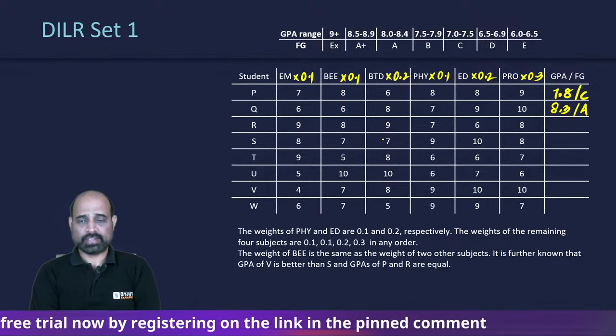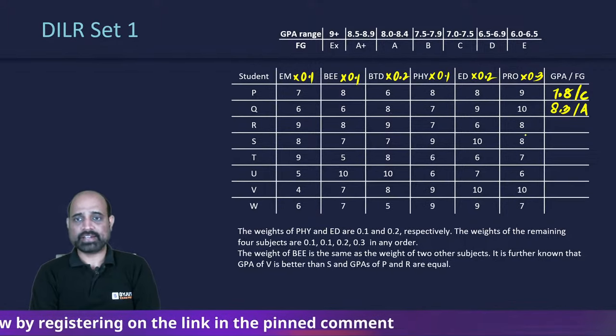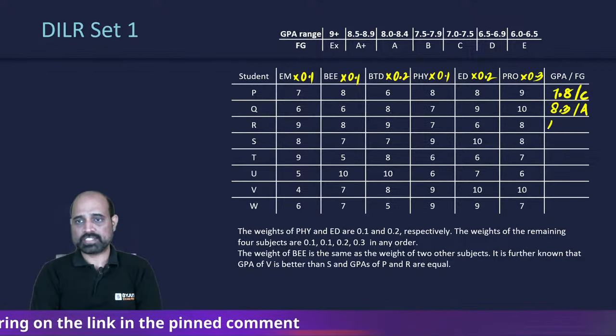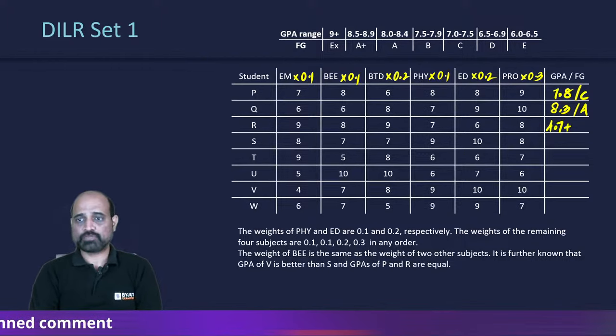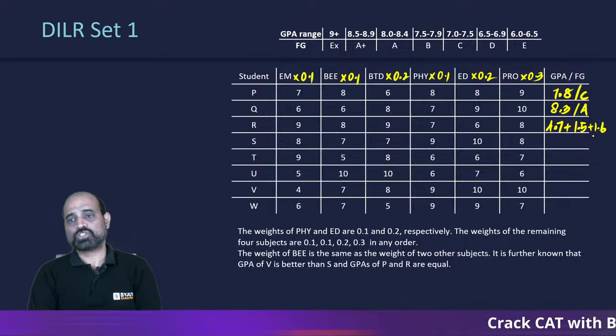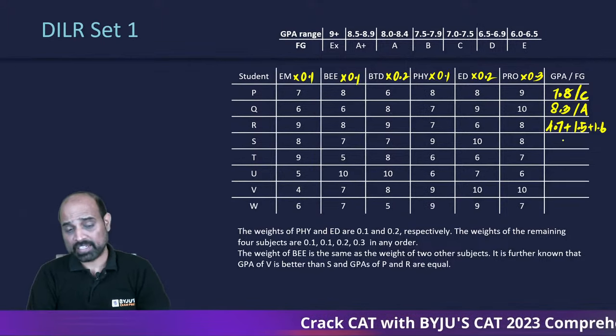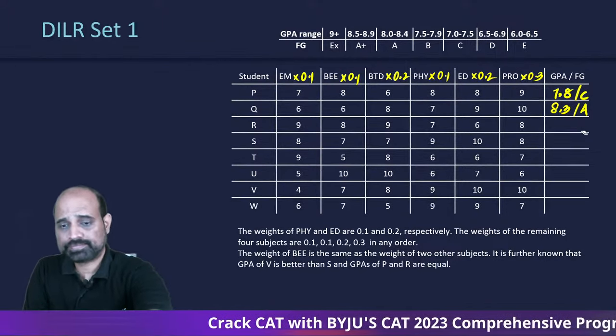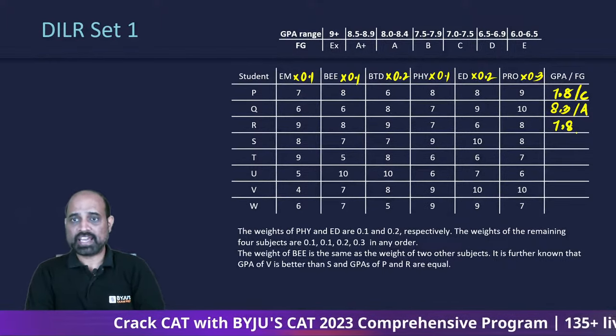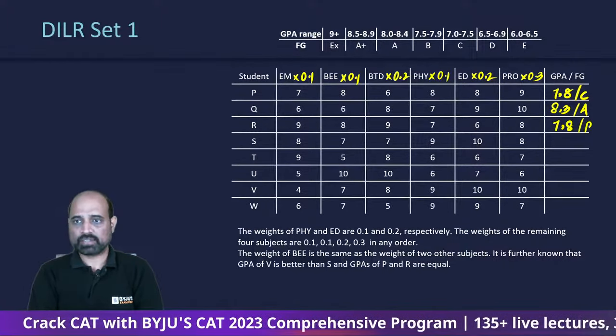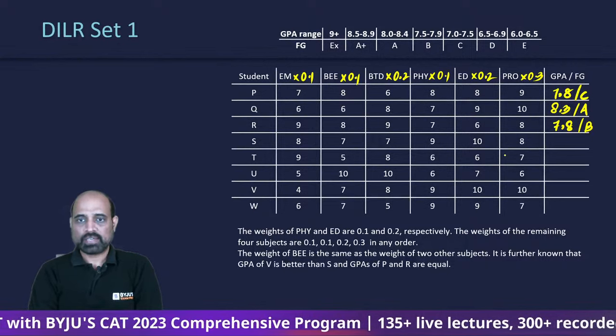For R, we will have 9, 8, 9 and 8 and 6, 40, 47. So 4.7 plus 9 plus 6 is 15 into 0.1 is 1.5 and 8 into 0.2 is 1.6. So 3.1 plus 4.7 is supposed to be 7.8 and 7.8 will result in a grade of B.